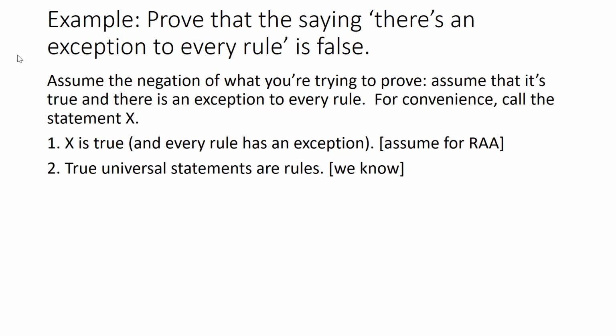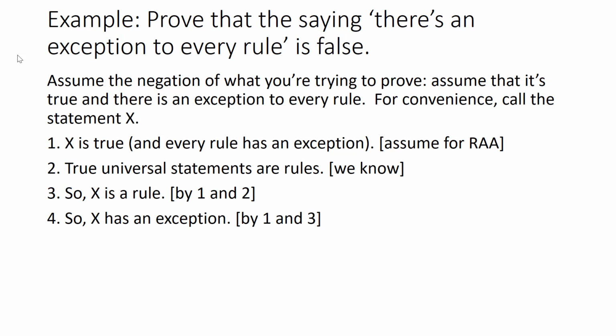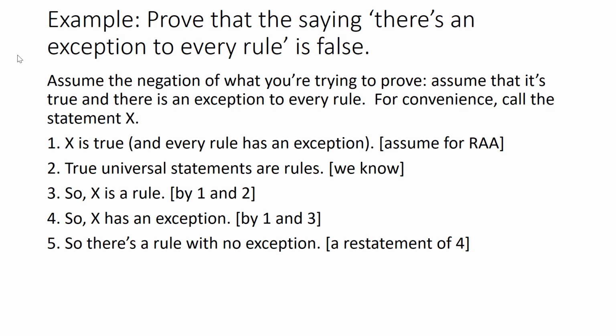A rule is just a true universal statement. That means that X is a rule. X is a universal statement, and it's true, so it's a rule. But if X is true, and every rule has an exception, and X itself is a rule, then X must have an exception. Another way of saying that is that there's a rule that doesn't have an exception, but 1 now contradicts 5. So our assumption can't be true.